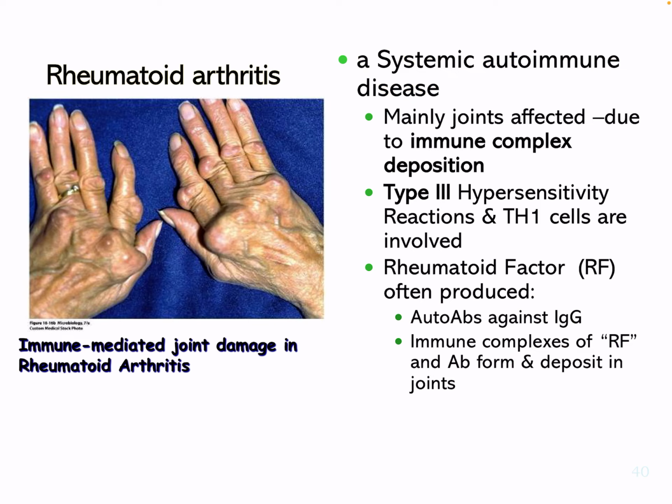Rheumatoid arthritis is a systemic autoimmune disease. Joints are mainly affected due to the immune complex deposition. These type 3 hypersensitivity reactions and Th1 cells are both involved, and it involves rheumatoid factor, which is often produced. These are autoantibodies against IgG, and immune complexes of rheumatoid factor and antibody form and deposit in the joints. Here's an example in the hands, which are having intense inflammatory reactions.